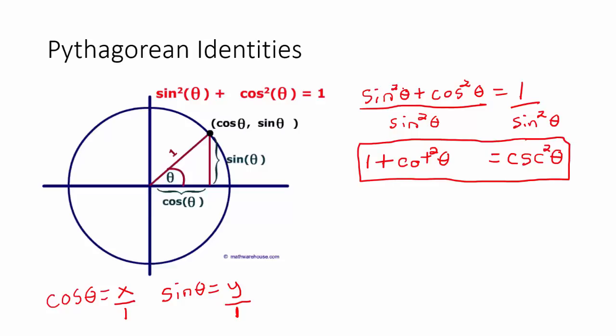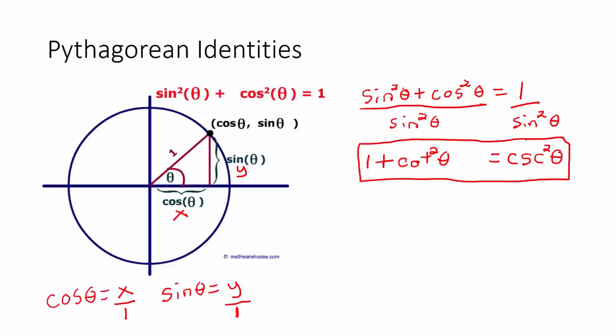Notice these are called Pythagorean identities because they originate from the Pythagorean theorem. The traditional Pythagorean theorem, if the point was x comma y, would be x squared plus y squared equals 1, but we're just representing x and y in terms of the sine of the angle and the cosine of the angle.